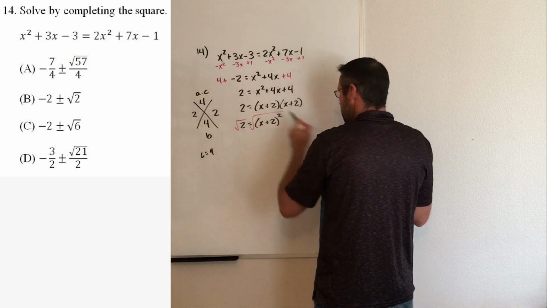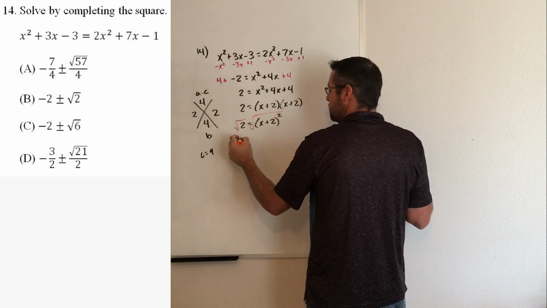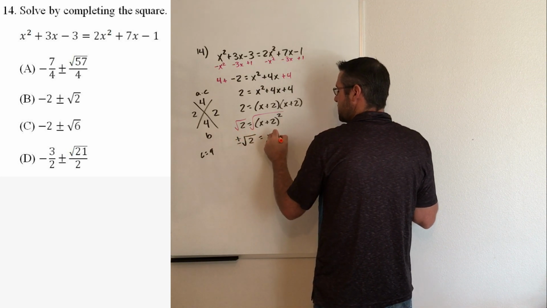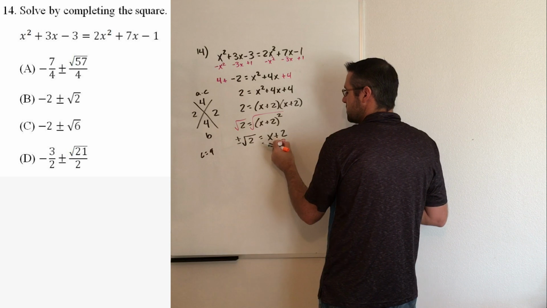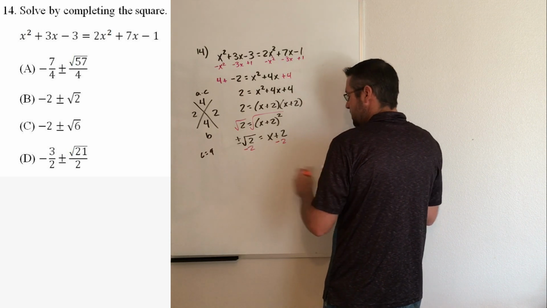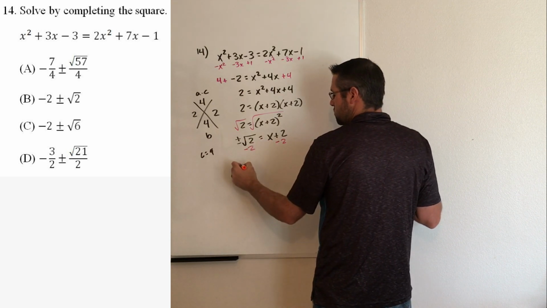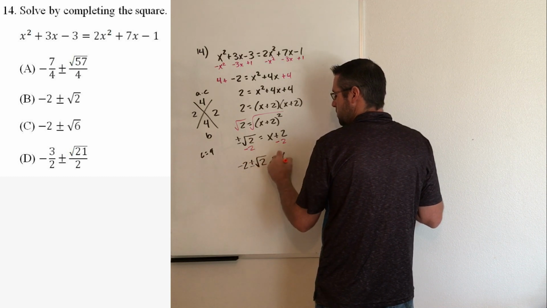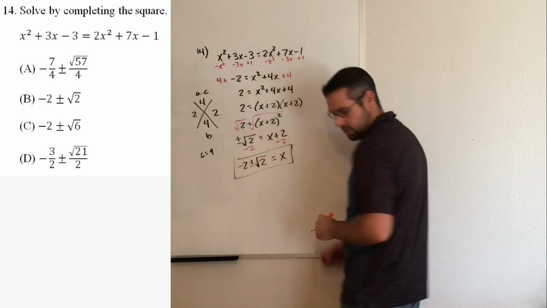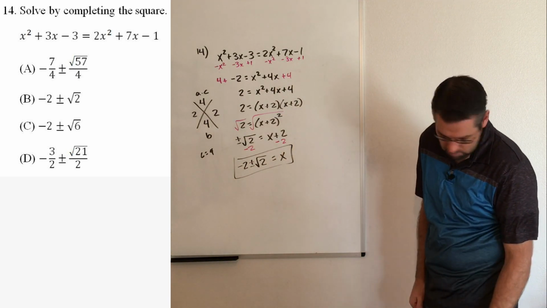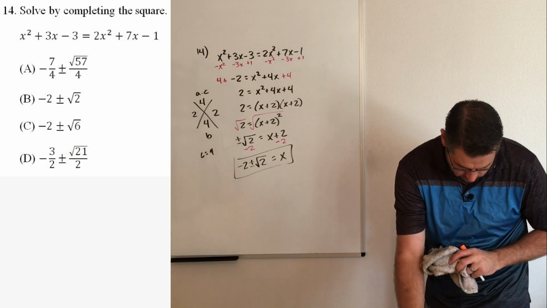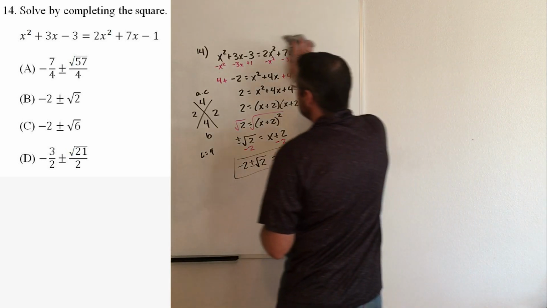We're going to go ahead and square root both sides. So the square root of 2, remember, plus or minus square root of 2 equals x plus 2. And then we're going to go ahead and subtract 2 from both sides. These are not like terms, so they can't go together. So we'll just write this as negative 2 plus or minus the square root of 2 equals x. And that is our solution. So that would be option B there. Okay. All right, that's number 14.